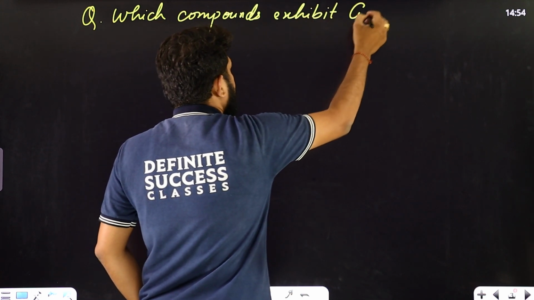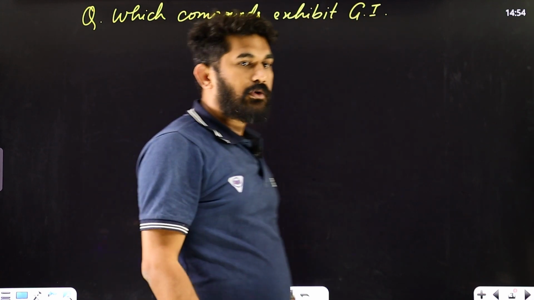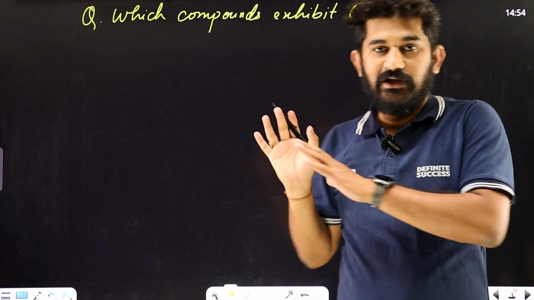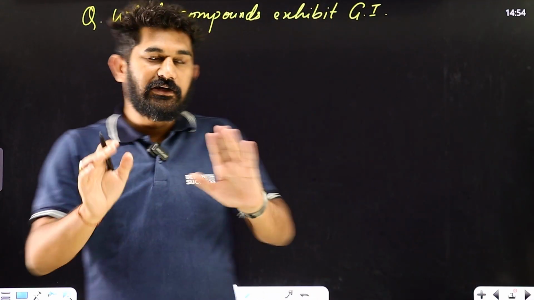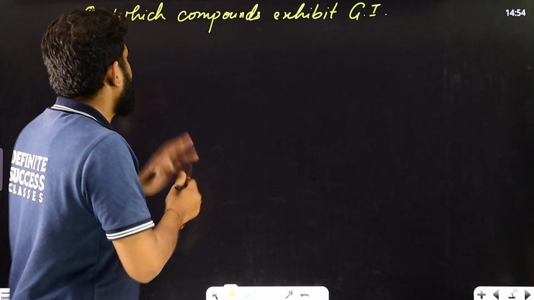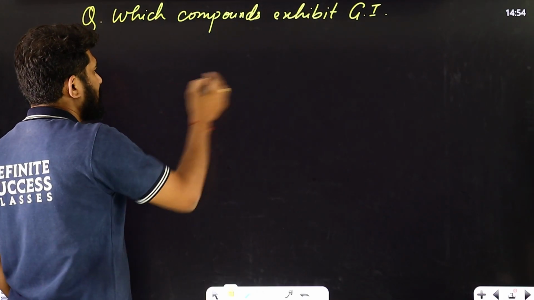Exhibit GI, that is geometrical isomerism. I would try to cover as many cases as possible in given examples, but we'll have to deal with it somewhat briefly as we are short of time. Now, which compounds exhibit geometrical isomerism?